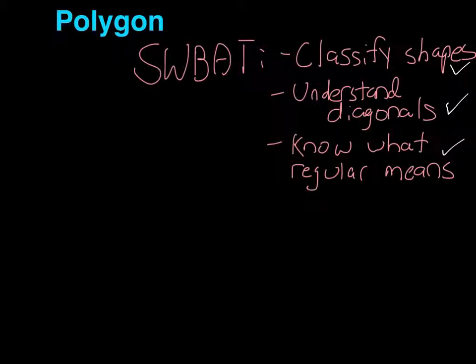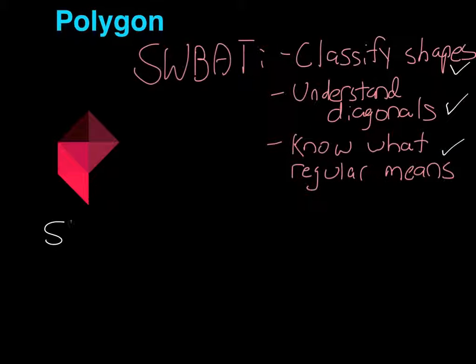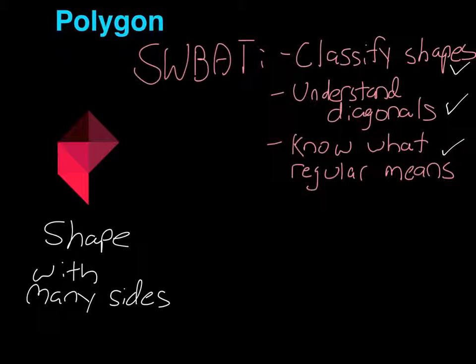First, we'll go through what a polygon actually is. So this shape that I put on your screen is a polygon. A polygon is just any shape with many sides. So most of the shapes with which you're familiar are polygons. Triangles, squares, hexagons, all of that, they are polygons.